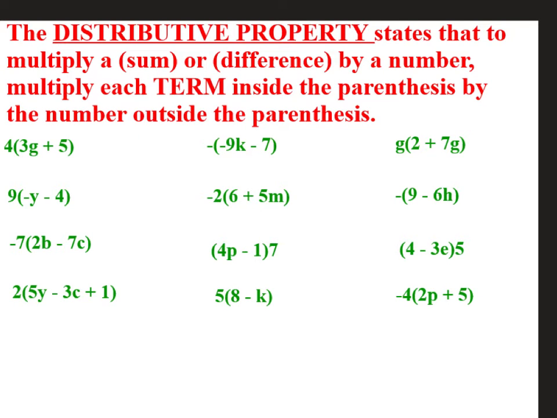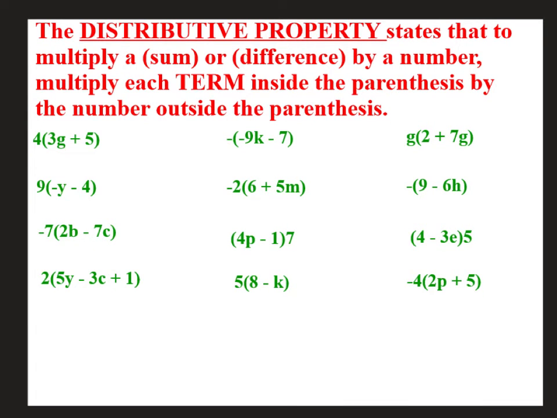So what the distributive property states is that to multiply a sum or a difference, and by the way, the sum or difference, you notice I put it in parentheses because that's how you get to do addition or subtraction before you do multiplication, by putting it in a grouping symbol. So to multiply a sum or difference by a number, multiply each term inside the parentheses by the number outside the parentheses.